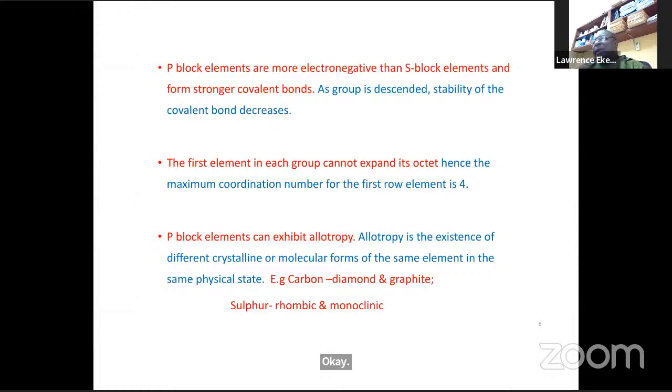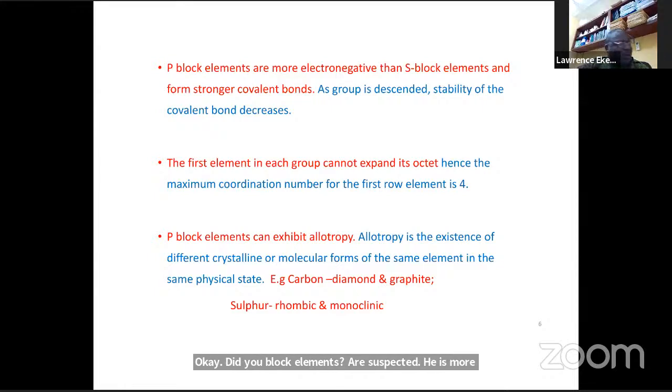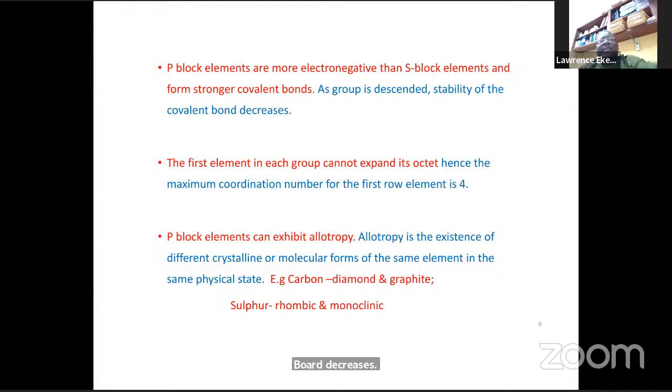The P block elements, as expected, are more electronegative than the S block elements. And because of that, they form a stronger covalent bond. As you descend the group, the stability of the covalent bond decreases. As you move from the top of any particular group in the P block down, the stability of the covalent bond decreases. However, they are more electronegative than the S block elements.